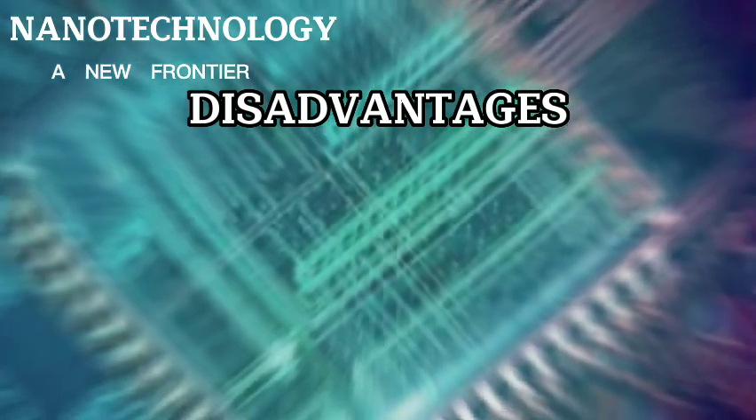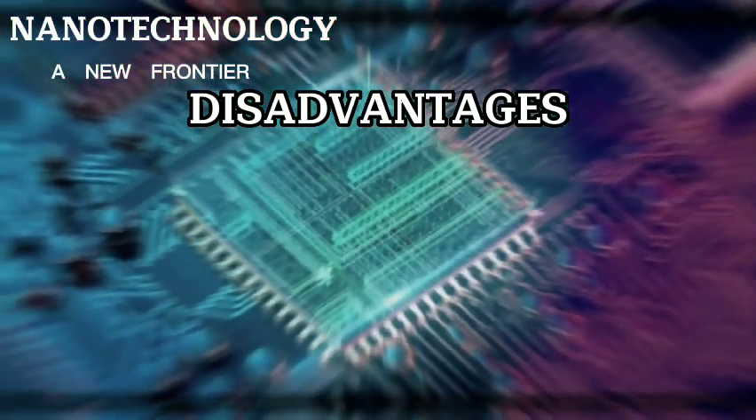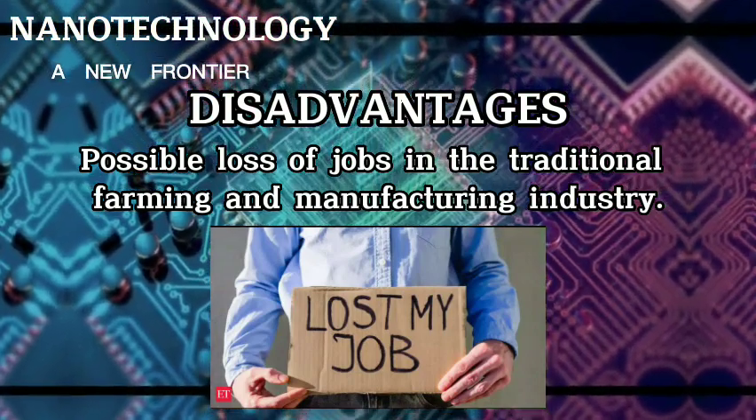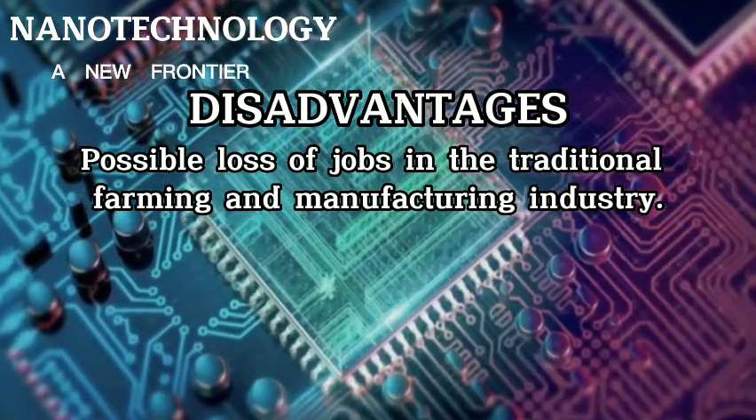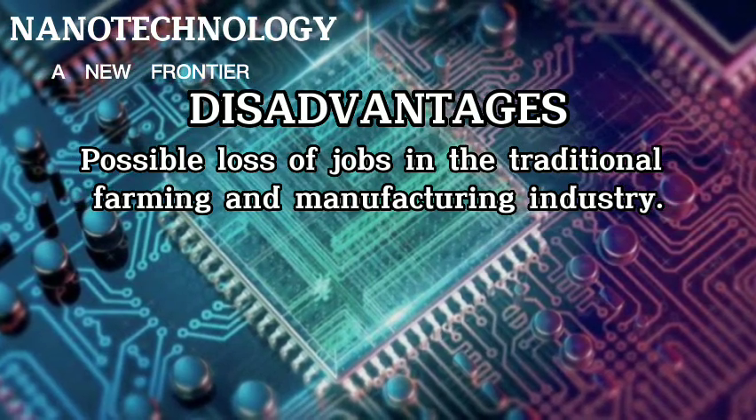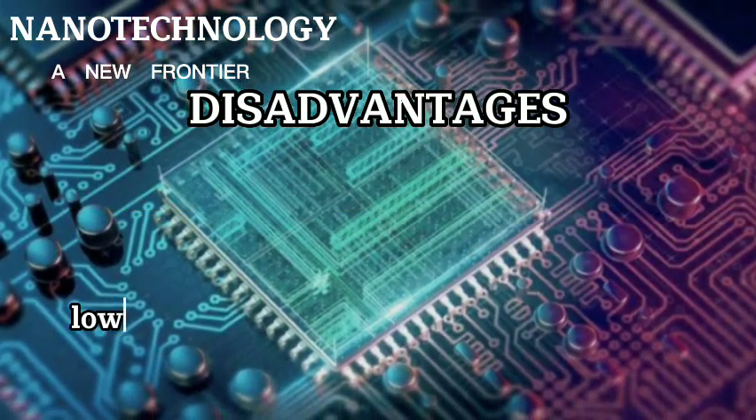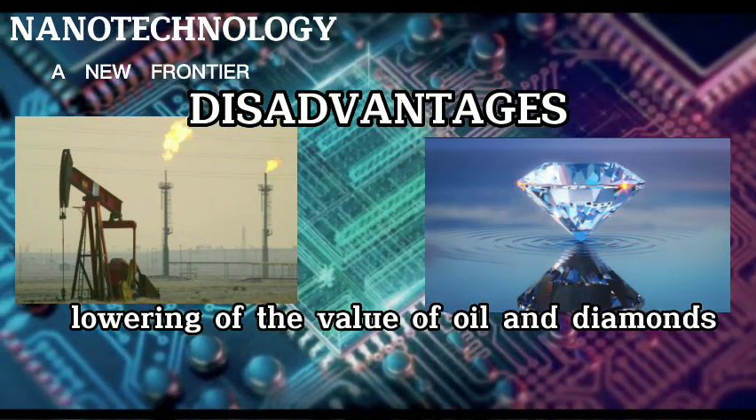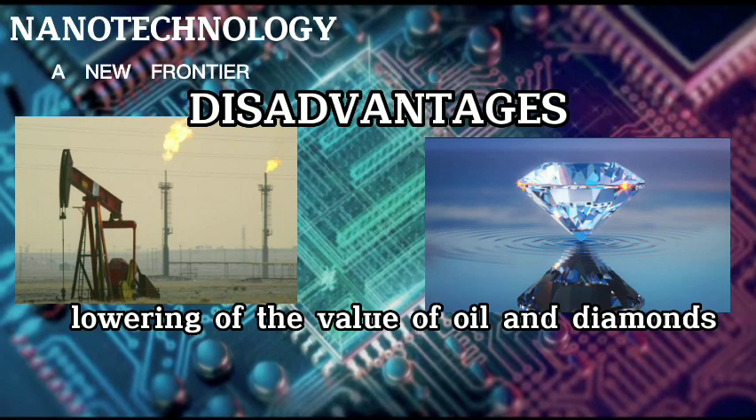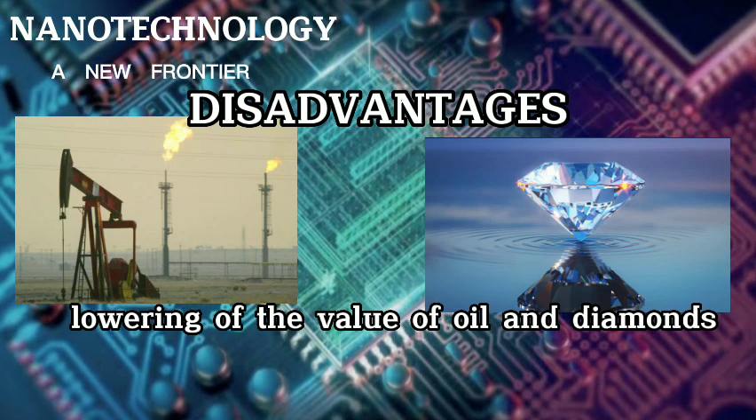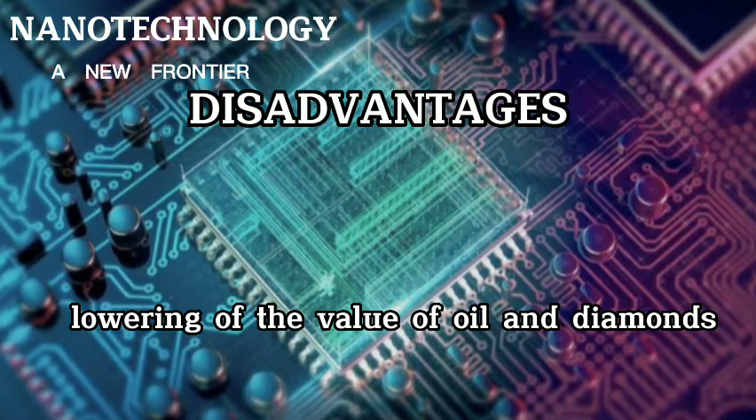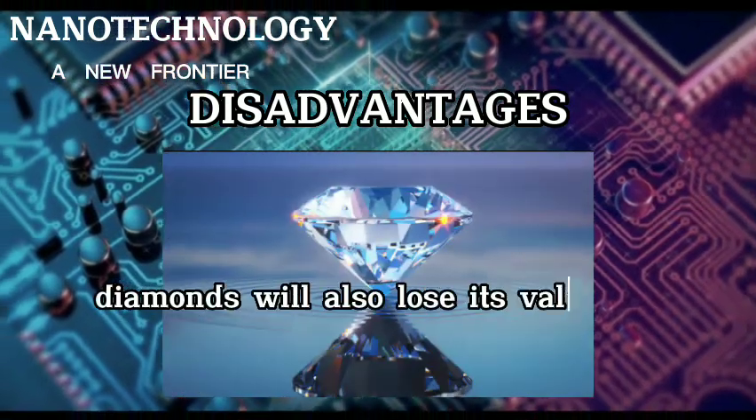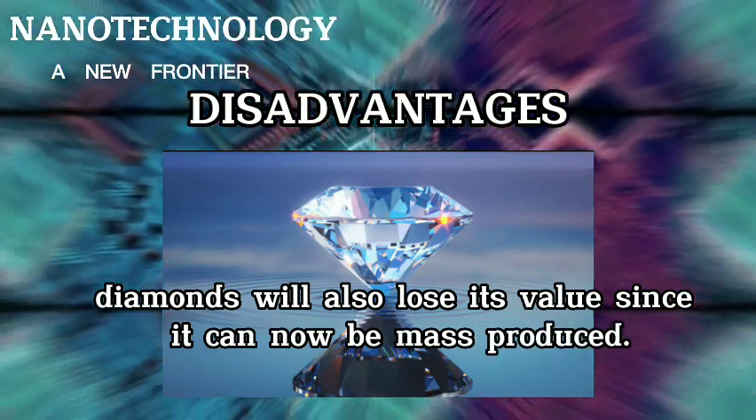Included in the list of disadvantages of this science and its development is the possible loss of jobs in the traditional farming and manufacturing industries. You will also find that the development of nanotechnology can bring about the crash of certain markets due to the lowering of the value of oil and diamonds, due to the possibility of developing alternative sources of energy that are more efficient and won't require the use of fossil fuels. This can also mean that since people can now develop products at a molecular level, diamonds will also lose their value since they can now be mass-produced.